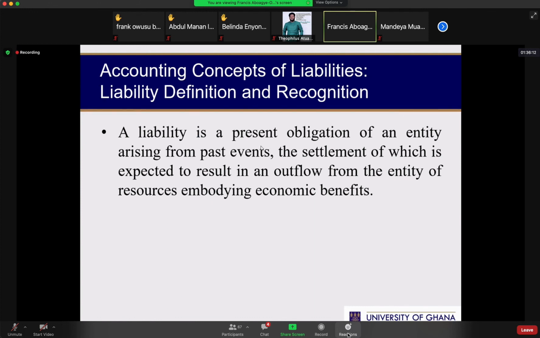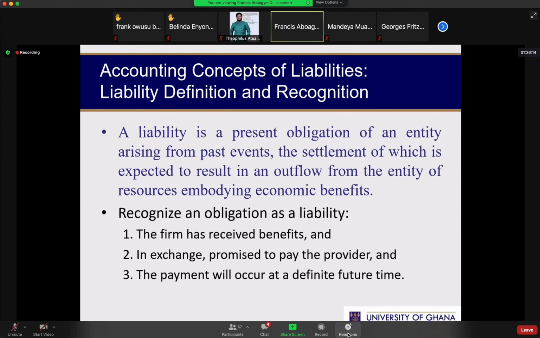But once you have liabilities, the next step is to recognize them. And if you are going to recognize them, there are 3 set conditions that must be met before you can recognize an obligation as a liability for inclusion in the balance sheet or statement of financial position. So 1, the firm should have received benefit and in exchange promise to pay, and the payment will occur at a definite future time.